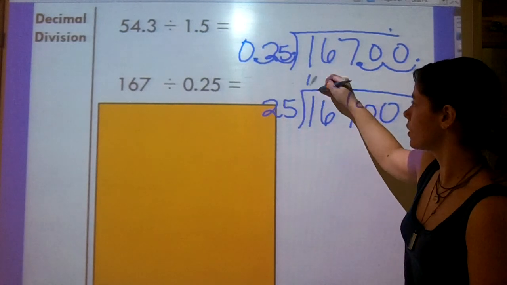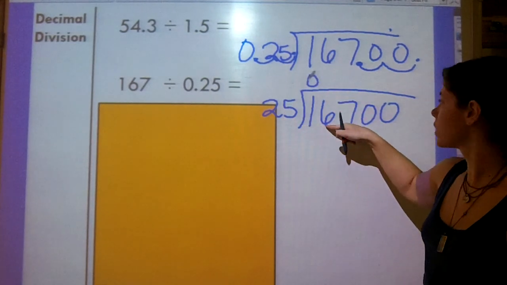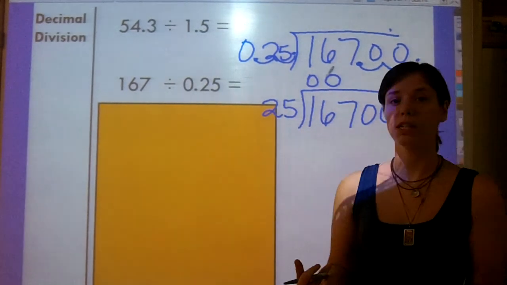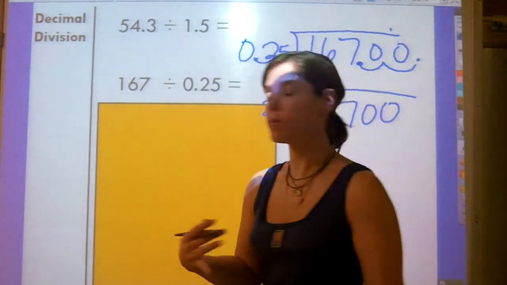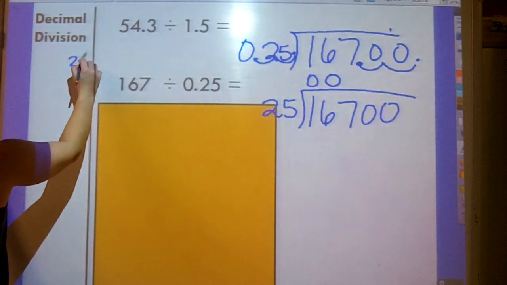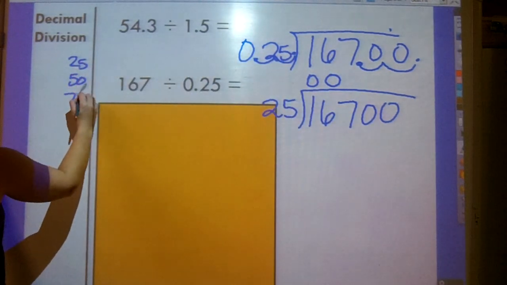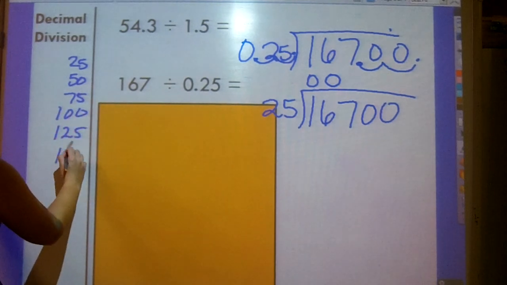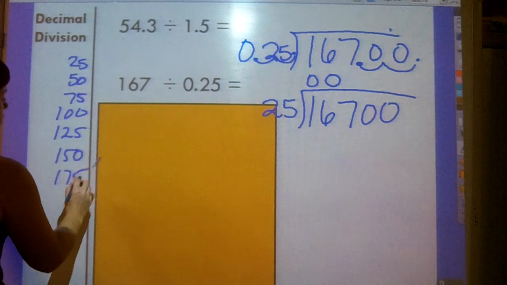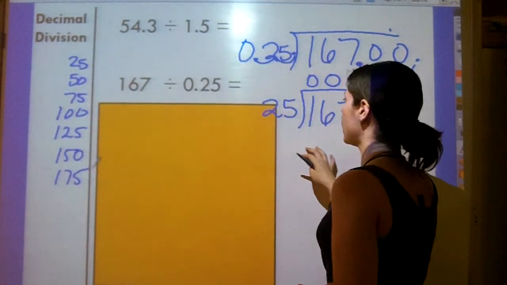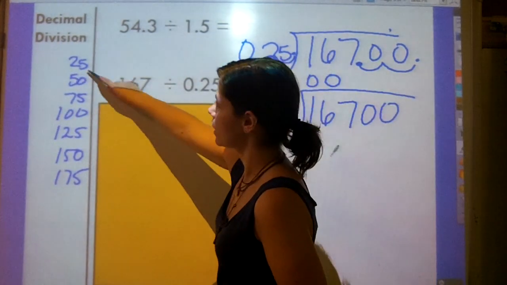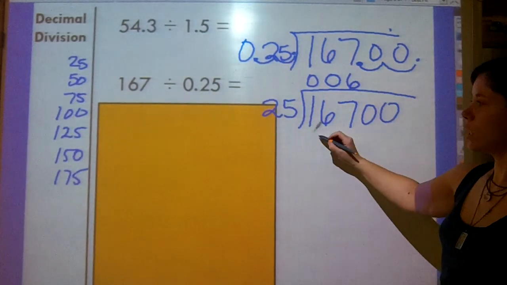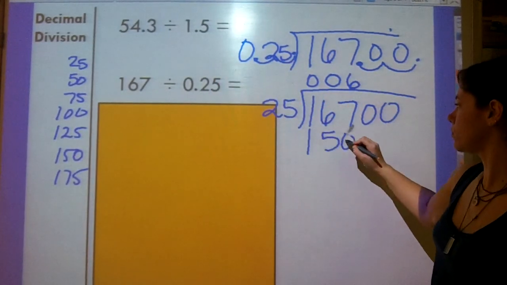25 doesn't go into 1. 25 doesn't go into 16. It goes into 167. I don't know how many times off the top of my head, so I'm going to count out my 25s. 25, 50, 75, 100, 125, 150, 175. To get from 25 to 167, I need to count by it 1, 2, 3, 4, 5, 6 times, because 25 times 6 is 150.